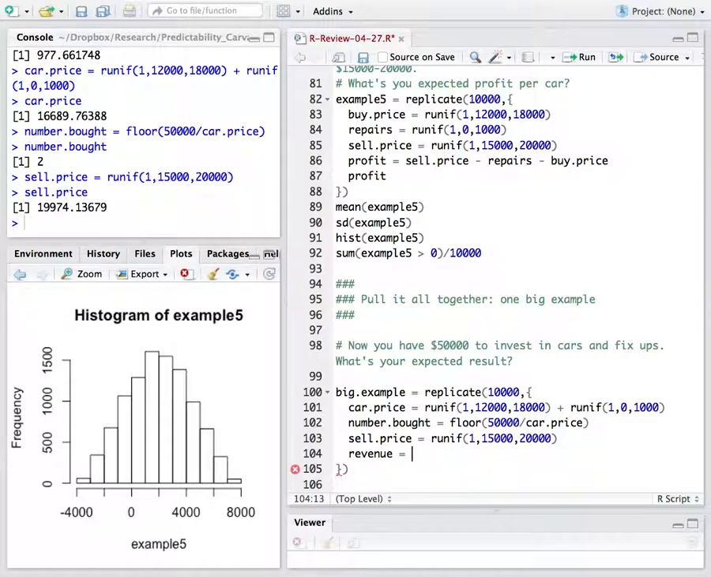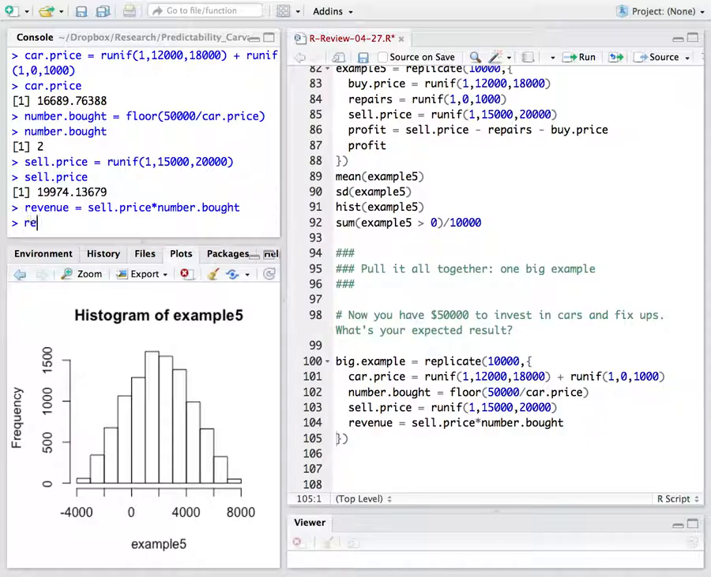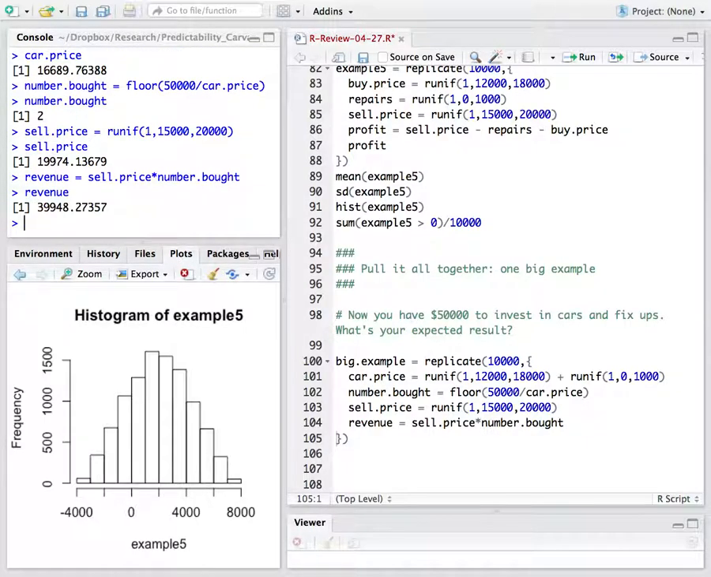How do we calculate revenue in a product market? We just have our price. Usually we'd say number sold. In this case, we assume the demand always meets. So we have our price times the number bought. Okay? Our revenue is 39 grand, or almost 40 grand, right? Pretty good day.